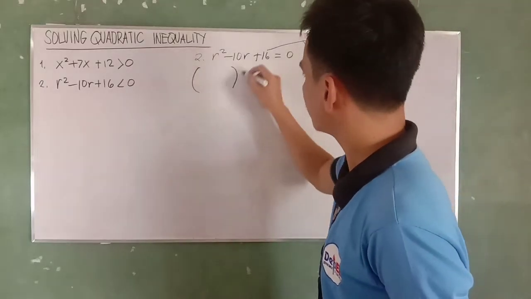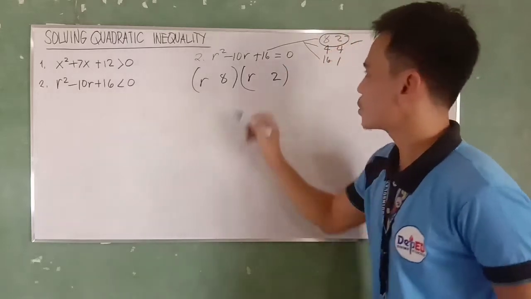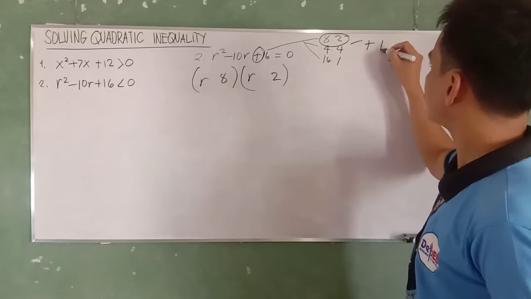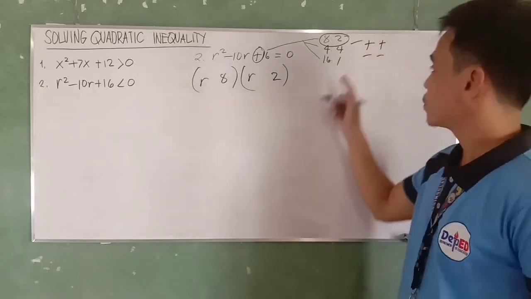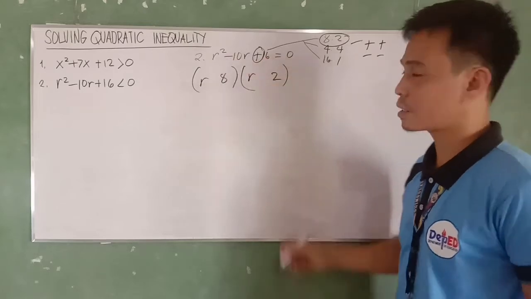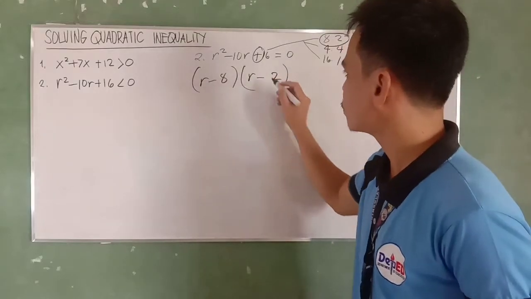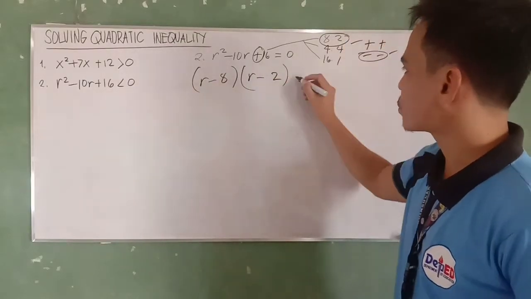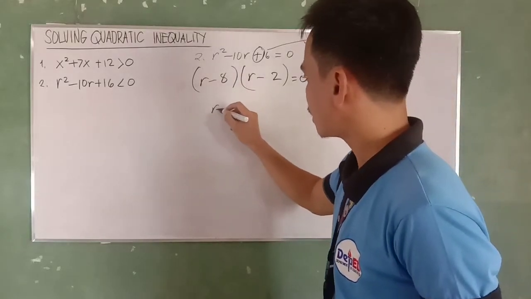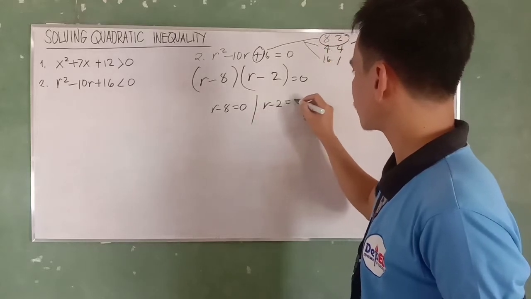So therefore, factors are r, 8, r, 2. So looking at our sign, that is positive. So either positive, positive, or negative, negative, when multiplied, will give you a positive sign. And since our linear part is negative, we're going to use the negative sign. So this is r minus 8 and r minus 2. So equate to 0 and solve for r separately. r minus 8 is equal to 0 and r minus 2 is equal to 0.